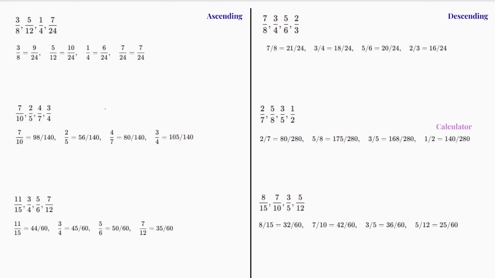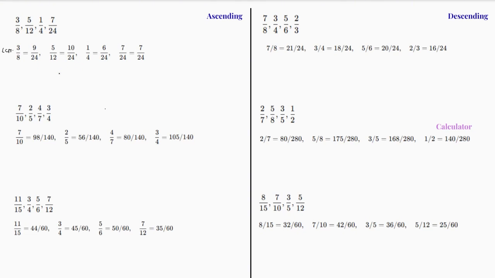Now, the easiest way to solve these is to get all the denominators the same. And then all we've got to focus on is the numerators. Now, remember, that's our denominator and that's our numerator. So what I've done here, I've found the lowest common multiple of all these numbers, 8, 12, 4, and 24. Now, I knew that 24 was the lowest common multiple because 8 goes into 24, 12 does, and so does 4. So my new denominators were all 24.